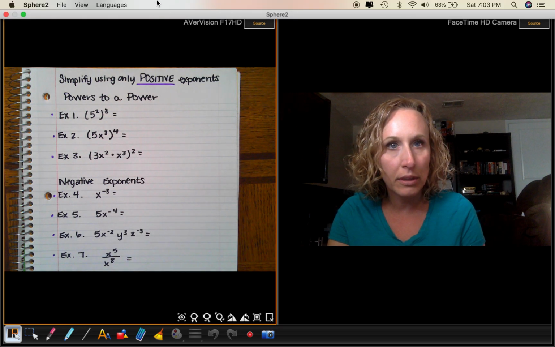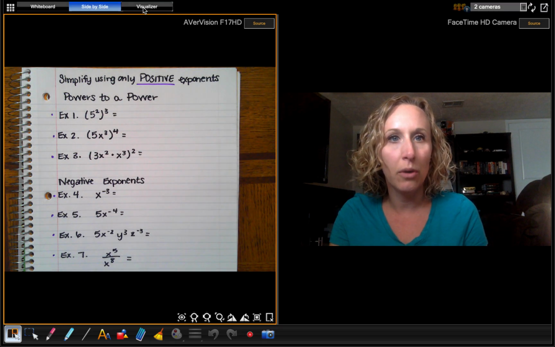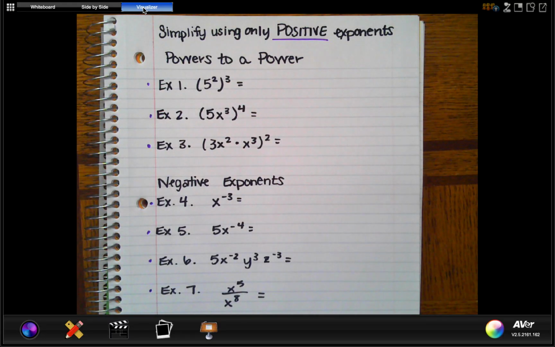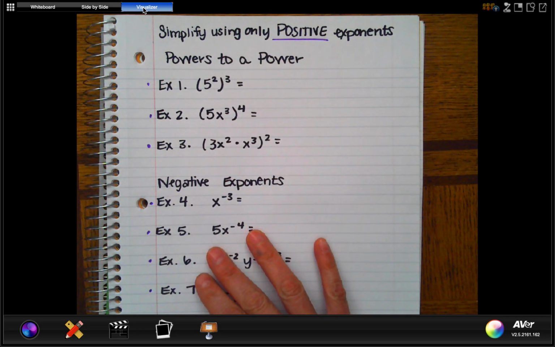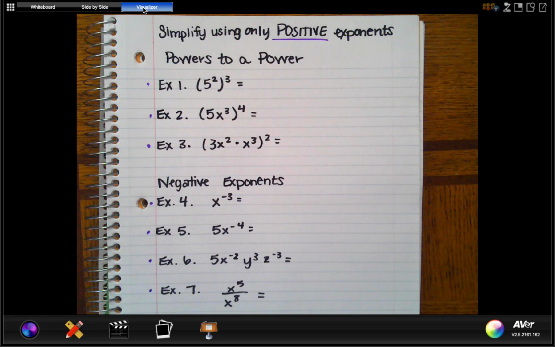So what I'm going to do is I'm going to go off screen here, so you can see a little bit better. My recommendation is that you write these down as I do them so that you have notes to go off of and so they can help you with the assignment, which is at the end of the slides today. So we're going to start with doing powers to a power.